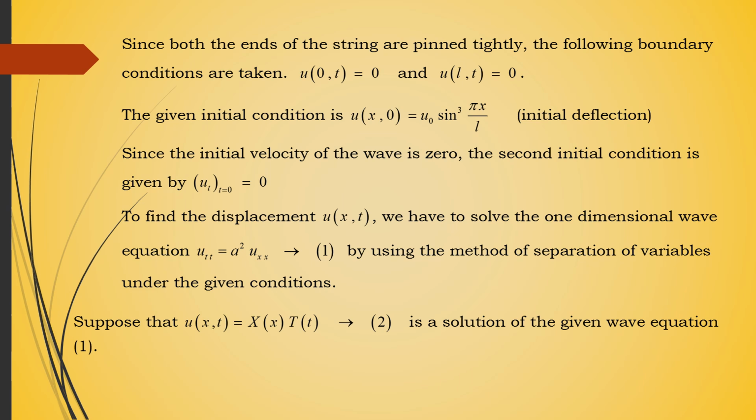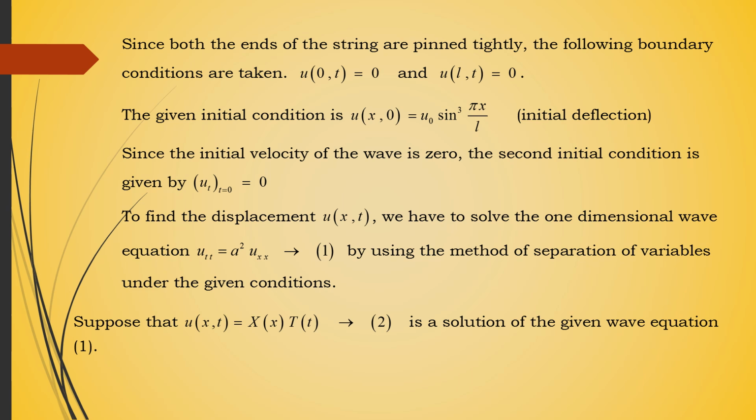Next, the initial position at a time t equal to 0 is given by the condition u of x comma 0 equals u naught sin cube pi x by L. This represents the initial deflection of the string.